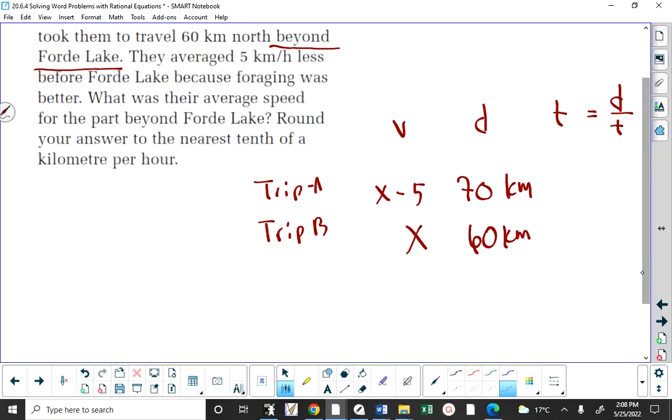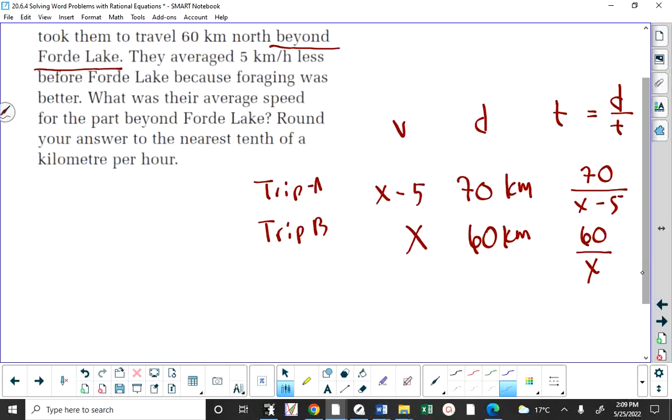And I think I can go out on a limb here. I think the problems that you will see in this course that are like this will always be ones where you're given the distance and you're asked to find a speed. So your distance column will be filled in with numbers. Your speed column will be filled in with variables. And your third column will always be distance divided by speed. So the time for the first part of the trip would be 70 over x minus 5, and this would be 60 over x.